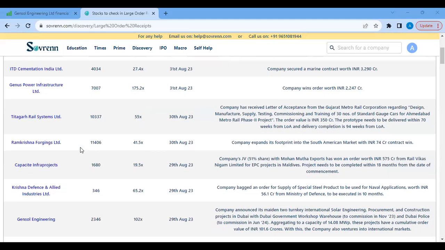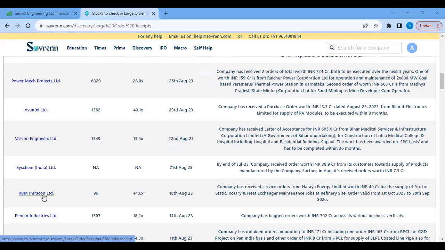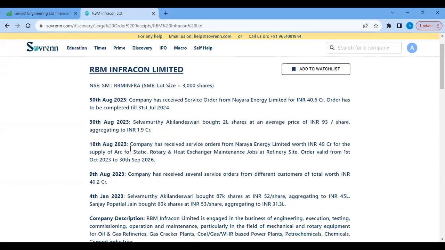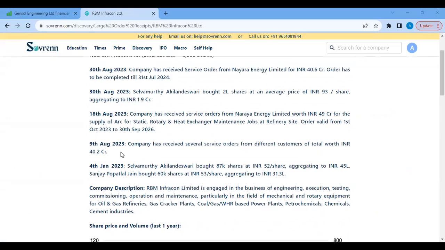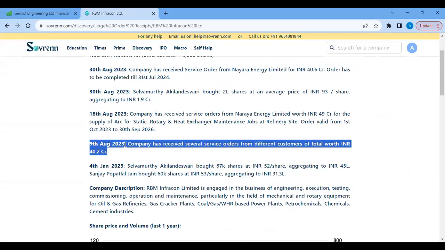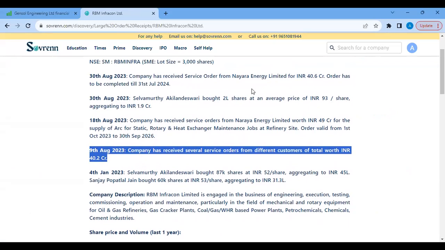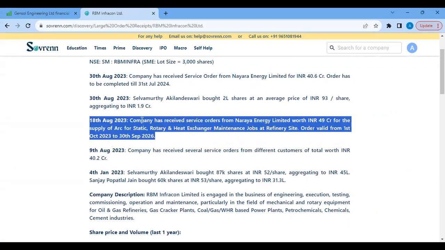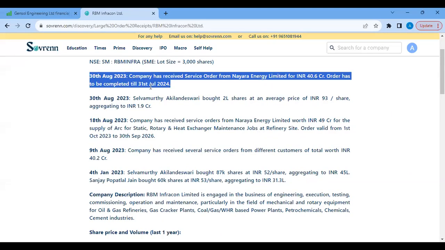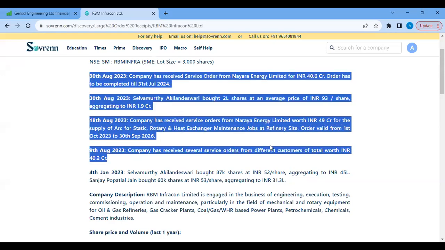Now let us look at this company, RBM Infracom. This company got a large order of 40 crores on 9th August. Can we see that? Yes or no? They also got a 49 crore order. They also got a 40.6 crore order. So this company is getting a lot of large orders.